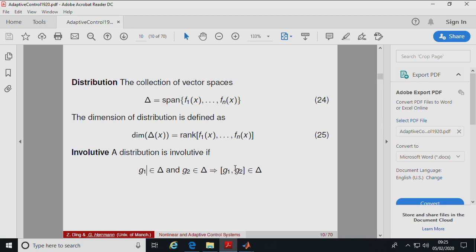Hence, what does that mean for the Lie bracket? It will also be a function of the system. The Lie bracket has to be linearly dependent on the original vectors, on f1 up to fn.